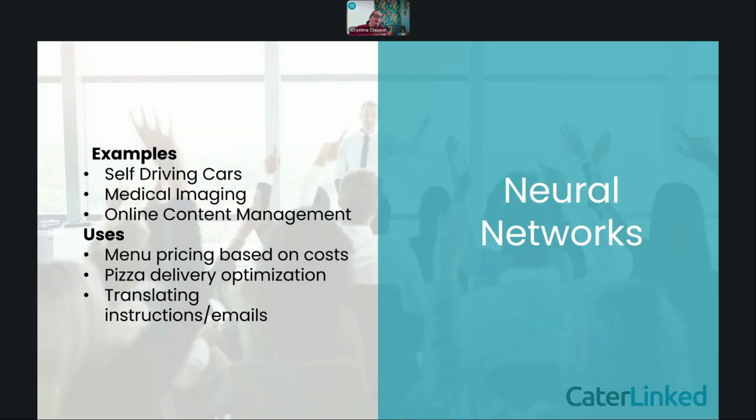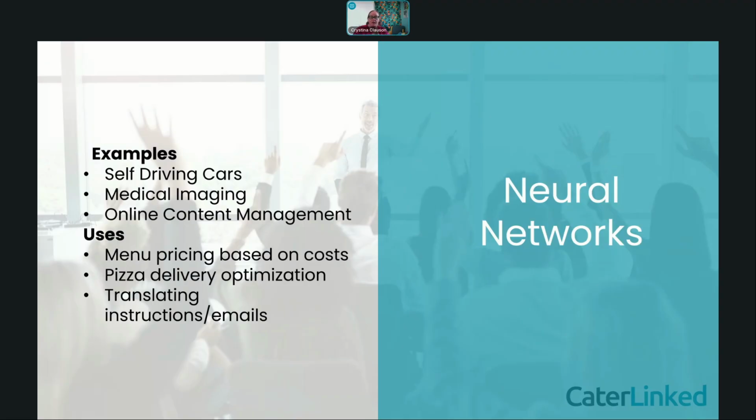Neural networks. Examples are self-driving cars, medical imaging, online content management. So medical imaging, I think we're all aware, within the last 2 years, they showed a mammogram where AI was able to detect cancer 4 years before a doctor did. So really amazing, interesting stuff. Uses in the restaurant: menu pricing based on cost, giving a bunch of information about that.